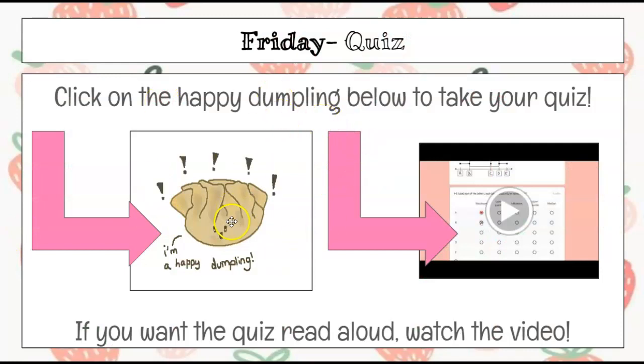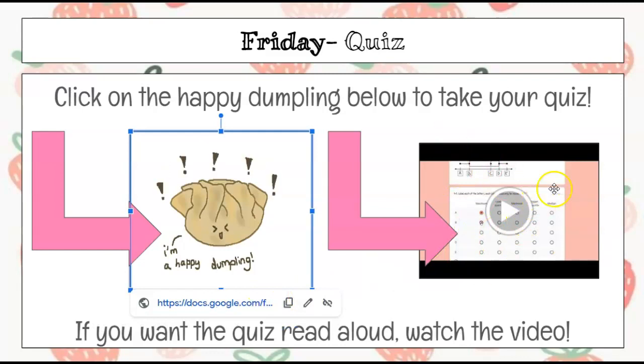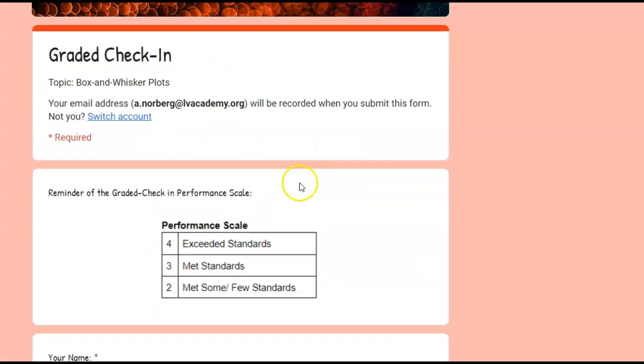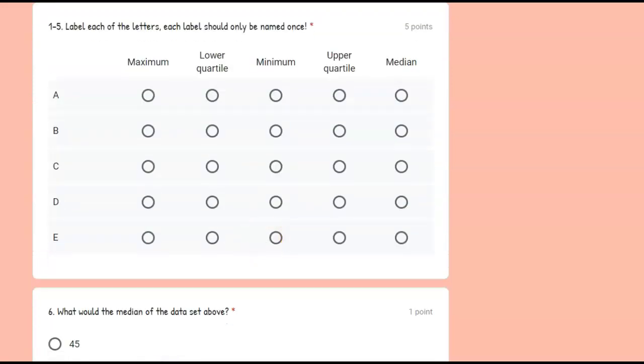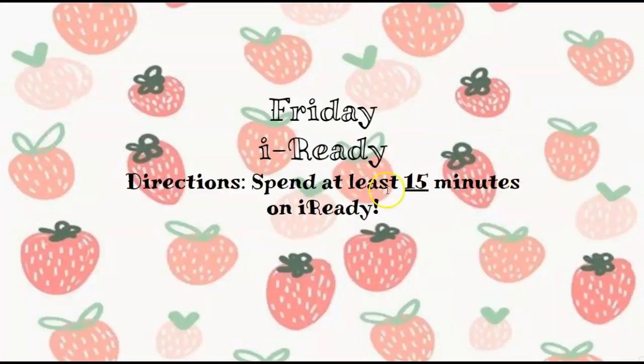On Friday, you're going to take your quiz by clicking on the dumpling and going to the Google form. You can either watch the video here for me to read the quiz to you, or as always, I also have a video here for you to watch as you're going through the problems. And then finally, make sure you complete 15 minutes on iReady and turn this in at the end of the week when you are finished.